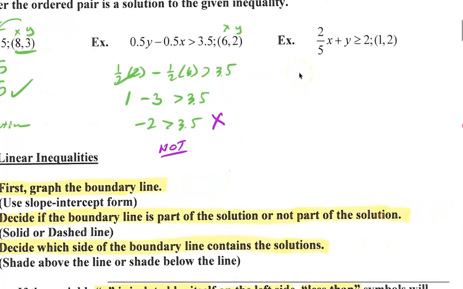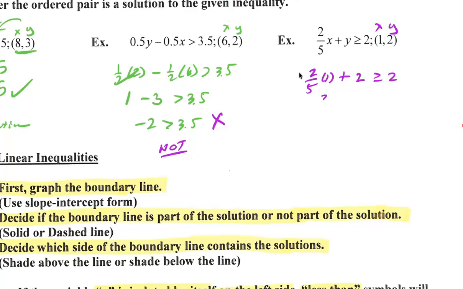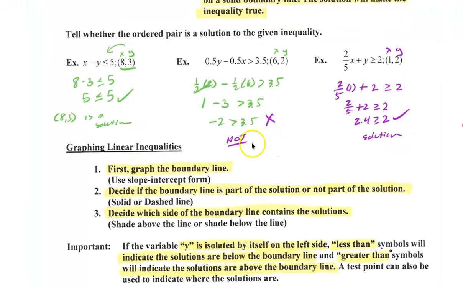Next one to check real quick. Here's my x, here's my y. So to substitute it in, I get 2/5 times 1 plus 2 is greater than or equal to 2. So I get 2/5 plus 2 is greater than or equal to 2. Well, 2/5 plus 2 is just like 2.4. And that is greater than 2, right? Again, you don't have to be exactly the same. It has to be true. 2.4 is greater than 2. So this is also true. So this is a solution. So that's the easiest way to tell if a point is in the solution. Just substitute it in, see if it holds true.